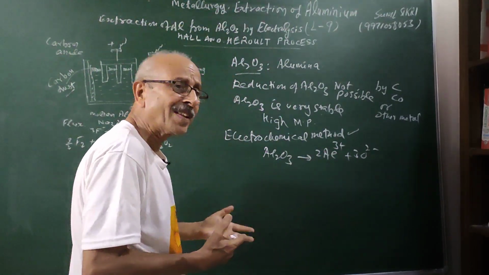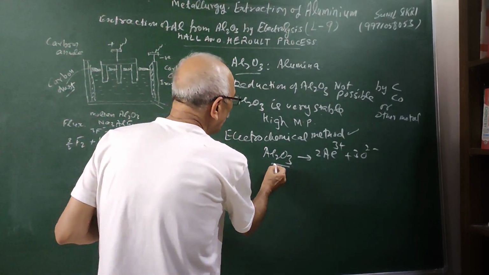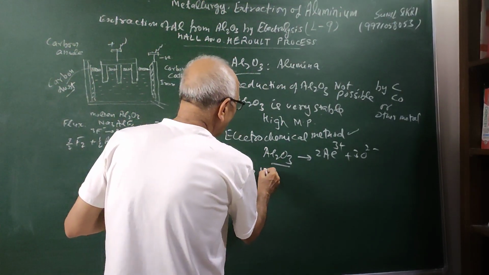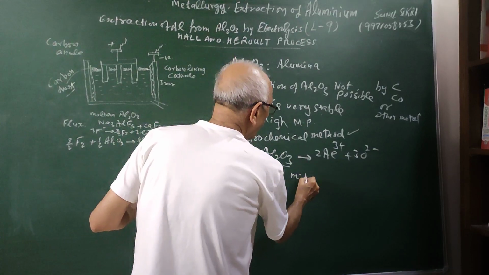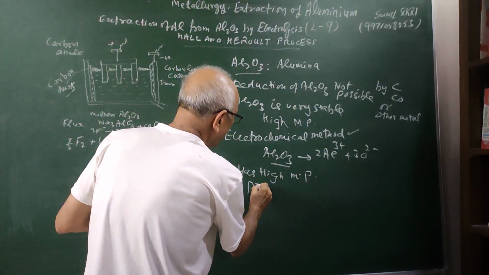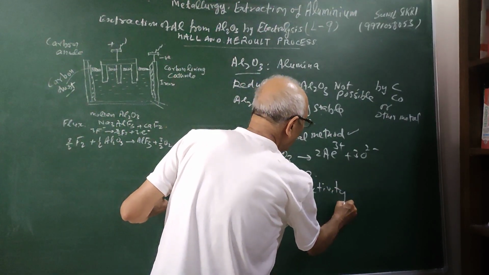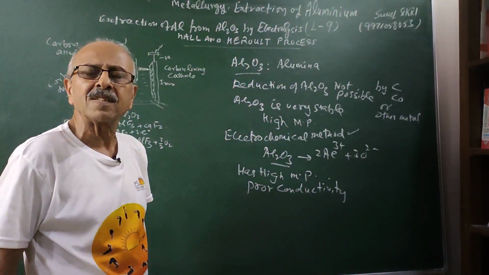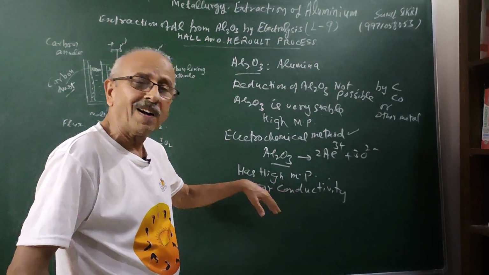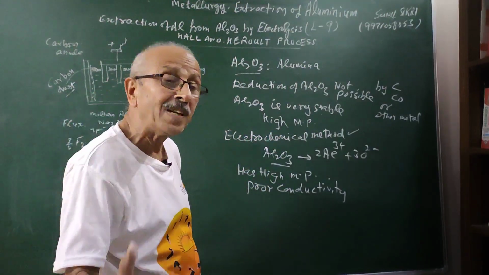But students, it is not that easy, because Al2O3 has a very high melting point and it has poor conductivity. Therefore, how will we do the electrochemical process? Earlier it was very difficult, and aluminium was a very costly metal.